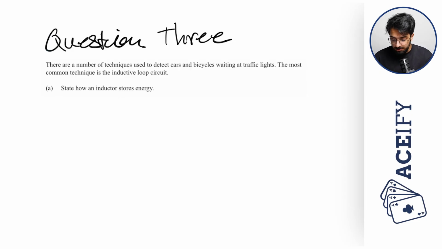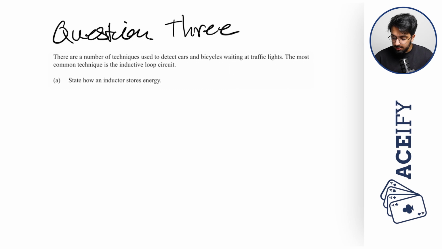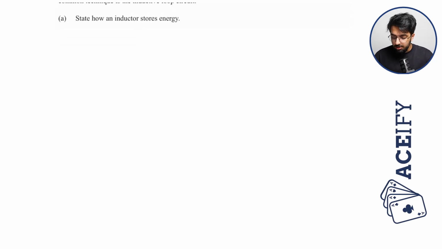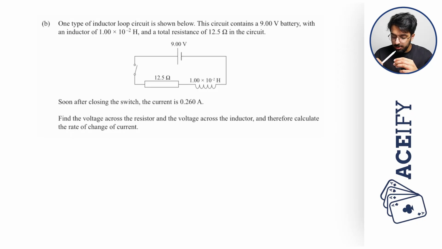Okay, so question 3. There are a number of techniques used to detect cars and bicycles waiting at traffic lights. The most common technique is the inductive loop circuit. State how an inductor stores energy. So an inductor stores energy in its magnetic field, and so you can write that in.